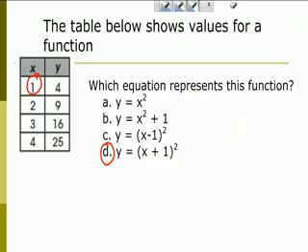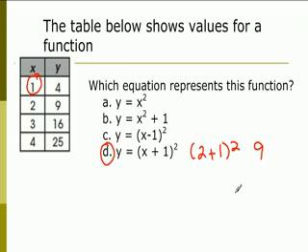So let's try it with another number. Let's try D first. We'll say x is 2. So if x is 2, that'd be 2 plus 1 squared. 2 plus 1 is 3. And 3 squared is 9. So, in this case, D is the correct answer.